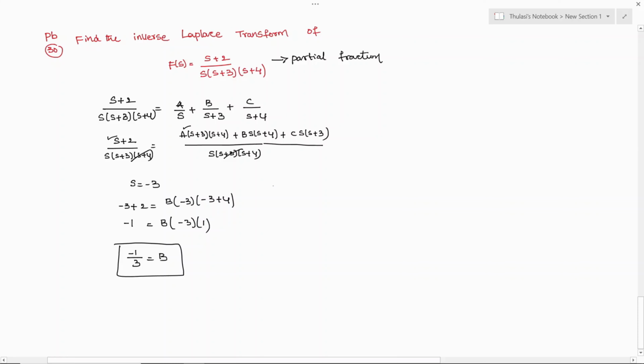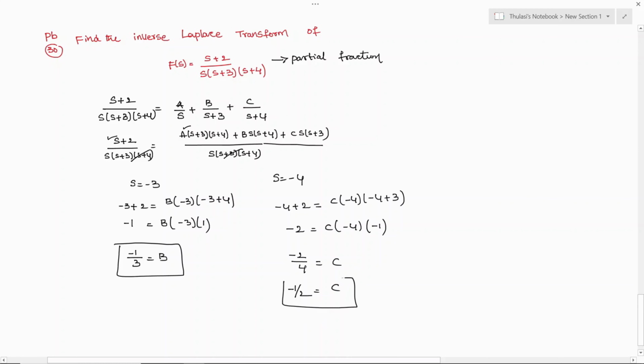Next, substitute s = -4 in the above equation. So -4 + 2 equals, with these two terms being 0, C times (-4)(-4+3). So -2 = C times (-4)(-1), which gives -2/4 = C. C is equal to -1/2.